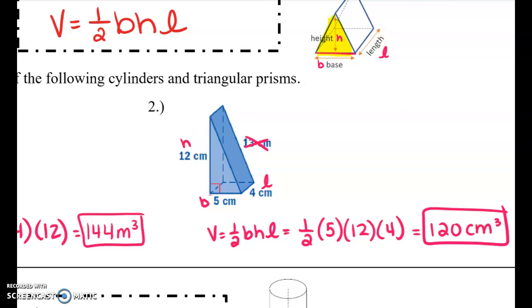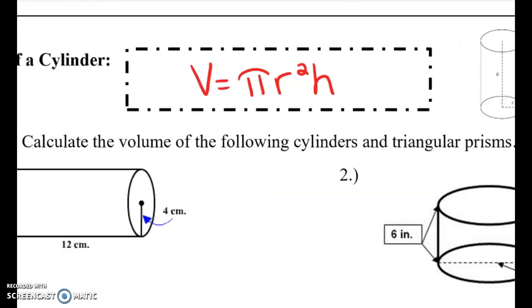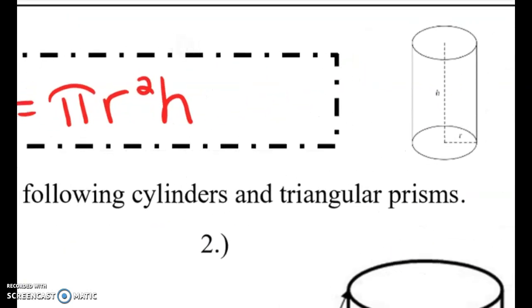All right, and then the last figure is a cylinder. Okay, so for the cylinder, you have pi, which is 3.14. Okay, just as a heads up, the radius, and then the height here. Okay, the radius and the height. And usually the height ends up actually being on the outside of our figure.